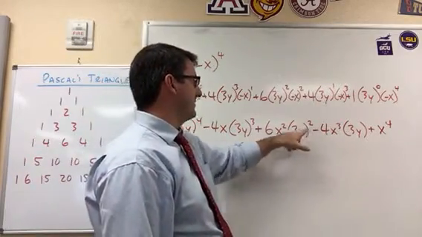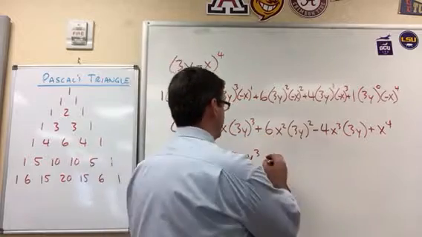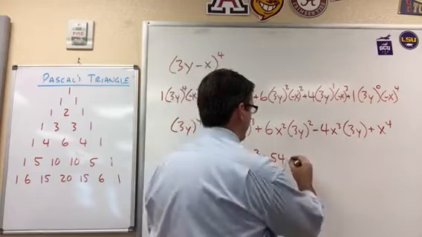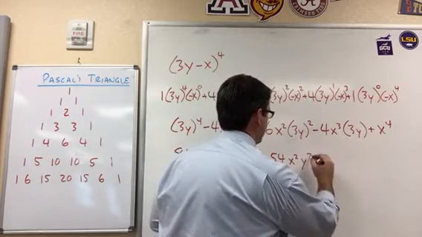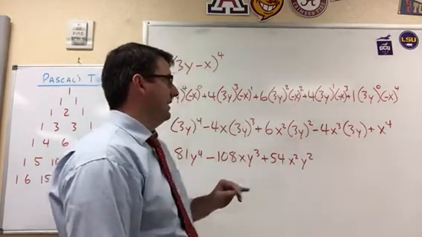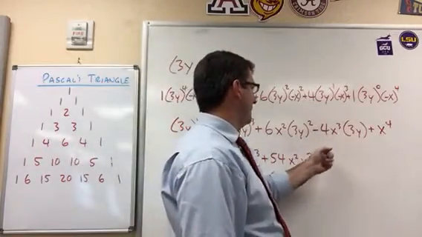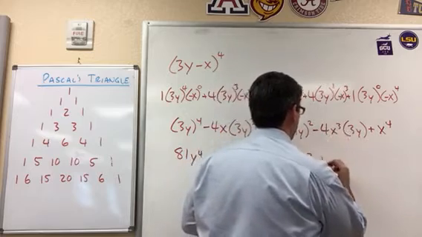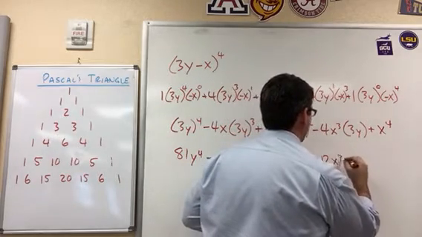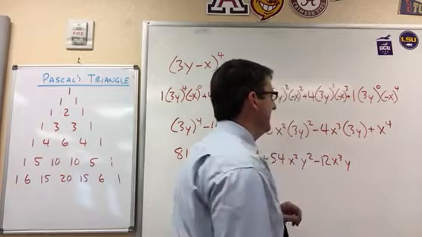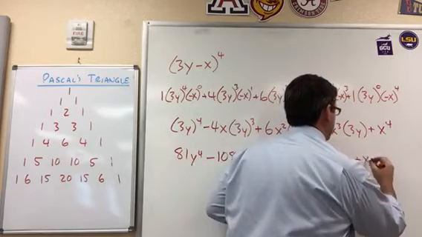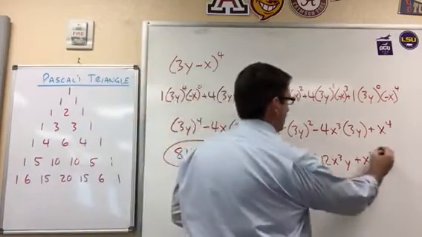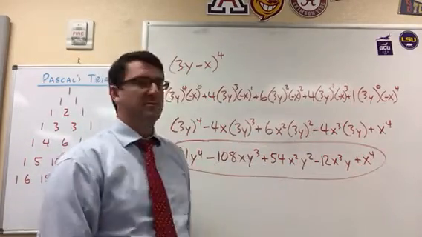And then here we've got 3 squared, that's 9 times 6 is plus 54. And then bring down the x squared and the y squared. And then here we have 3y, and 3 times negative 4 is negative 12, and then x cubed, y, and then we've got the plus x to the fourth at the end. And that is our complete answer there.